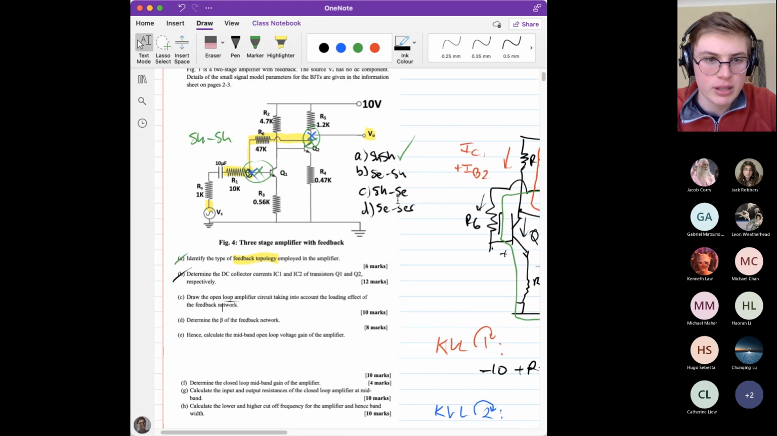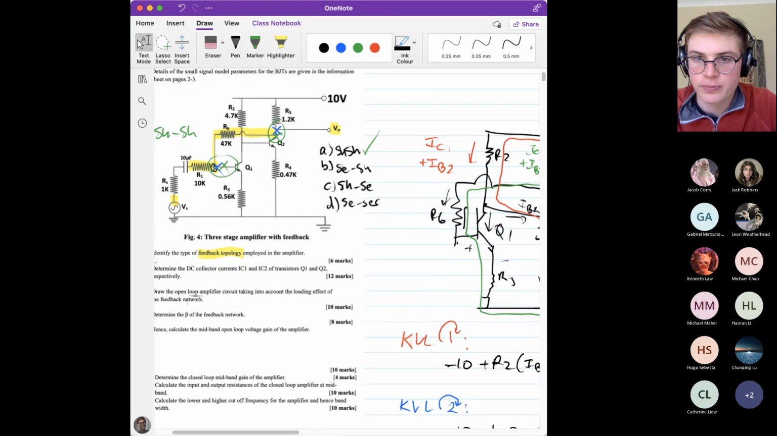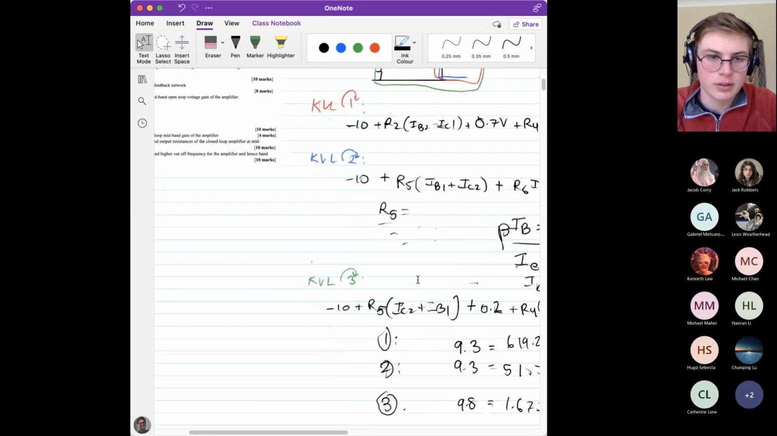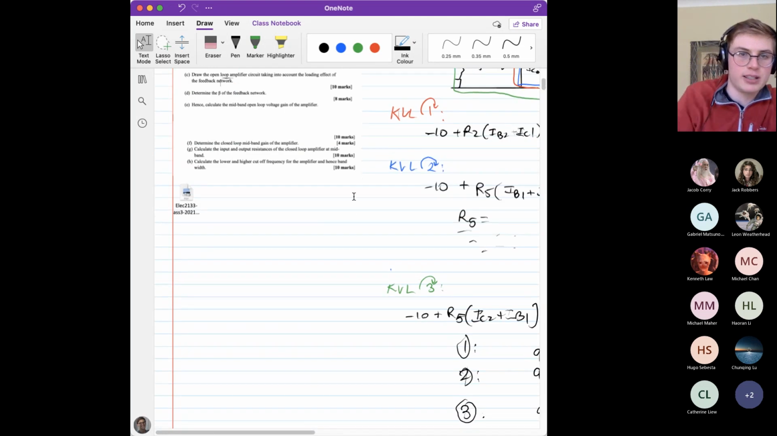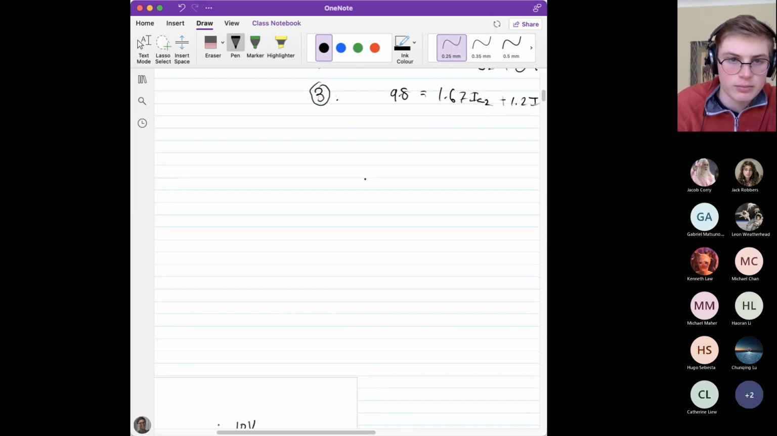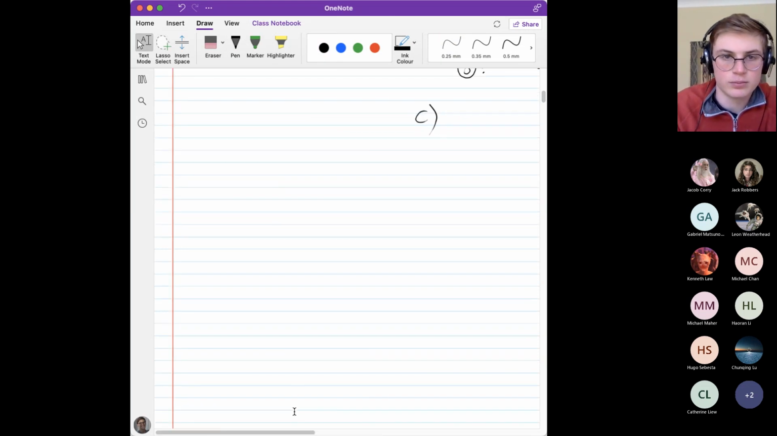So we remember that this was a shunt-shunt connection. So for a shunt-shunt connection, let's bring it down to here. So this was part B. Let's bring it down a bit. This is part C.